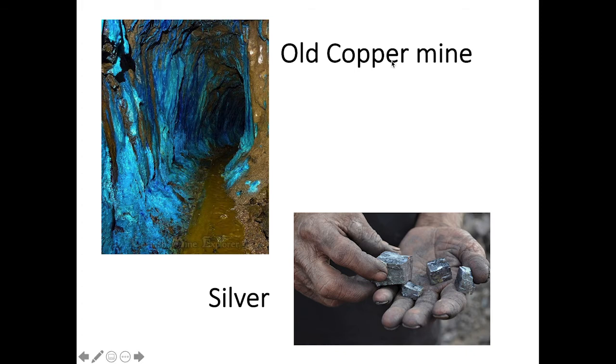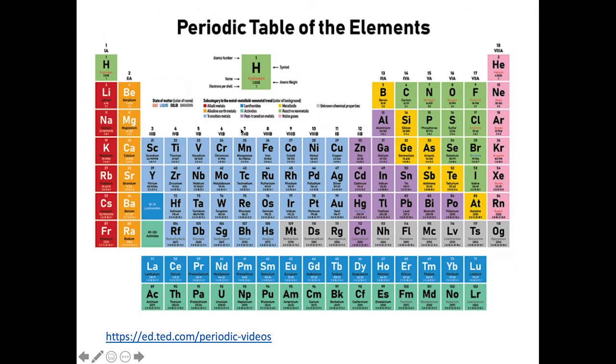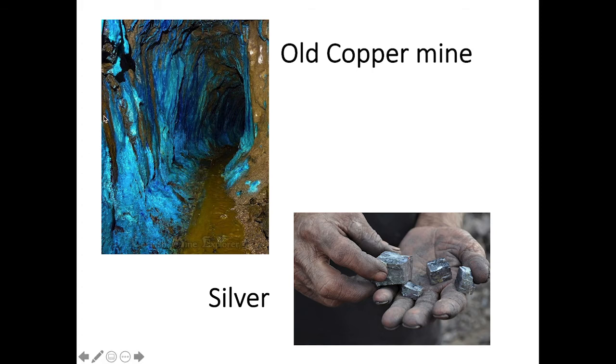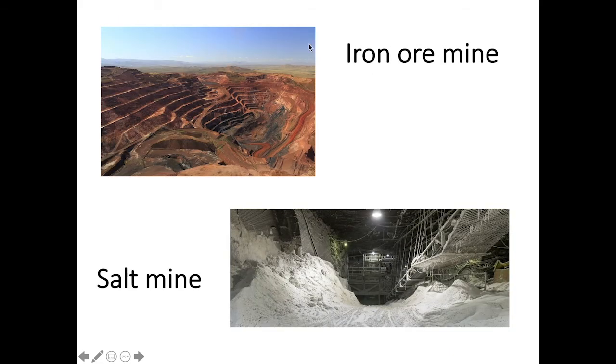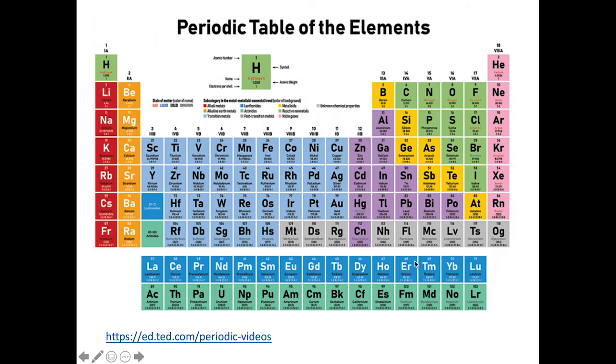So for example, where would we find these elements in nature? Some of them will be found in mines. So this is a picture of a copper mine that's got a really cool patina going on it. So it's a chemical reaction with the copper and the air. Silver is found in mines. Iron is found in mines. Salt is found in mines. So all of these elements that we kind of look at really abstractly on the periodic table are actually things that we can find and gather from the earth. So these are all of the elements that we can find on the earth. So everything that you interact with on a day-to-day basis is some combination of these elements.